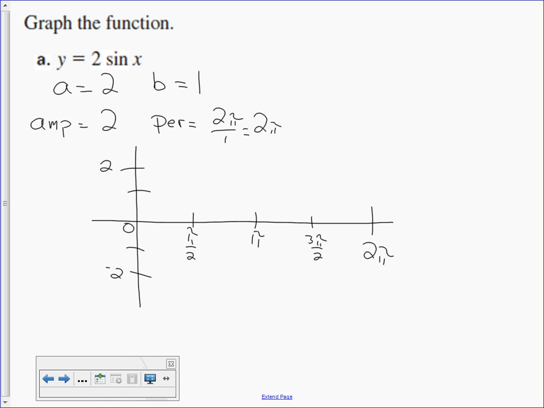So every single sine curve always starts at 0. It starts at 0 and it cycles itself through.